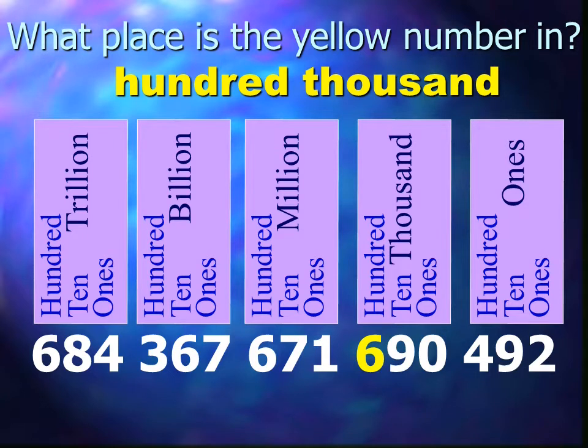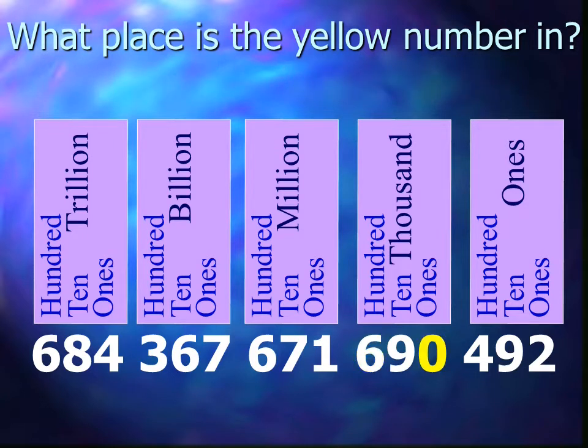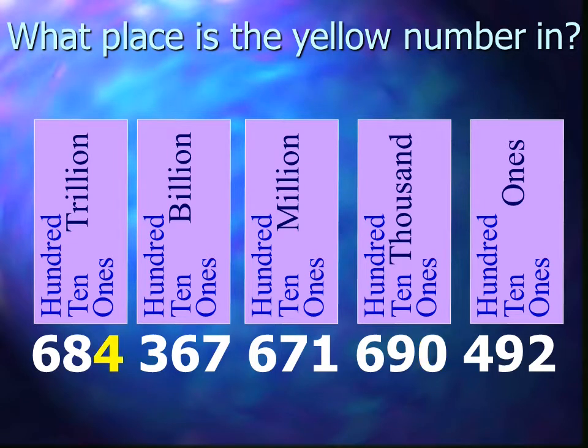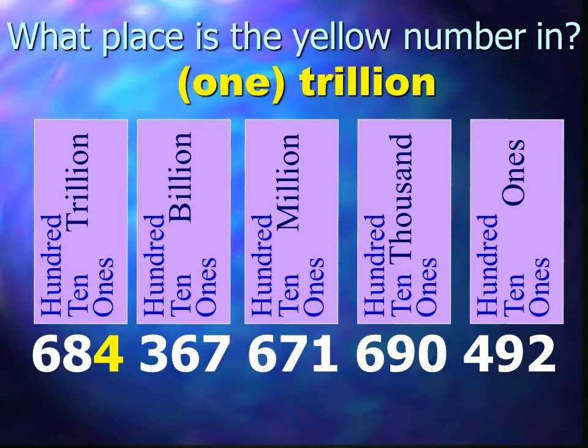What place is the yellow number in this example? 100,000. What place is the yellow number in here? 1,000. In fact, this one has 0 thousands. You must include the 0. 0 is very important in place value. What place is the yellow number in here? Trillion.